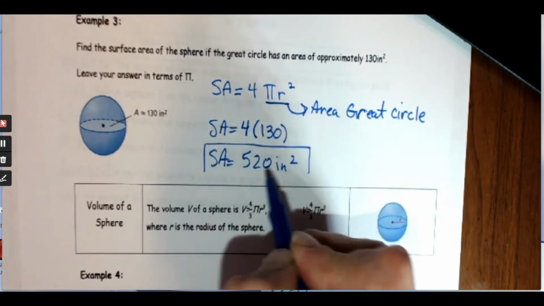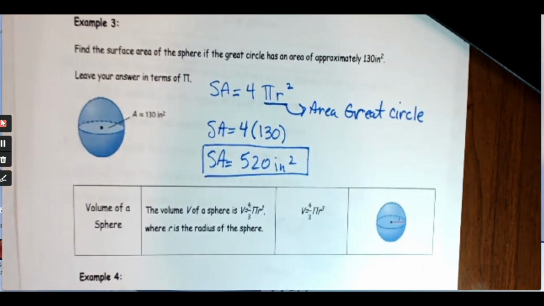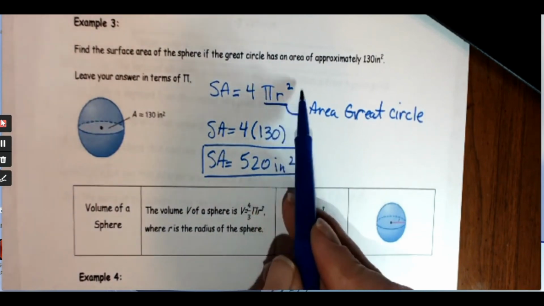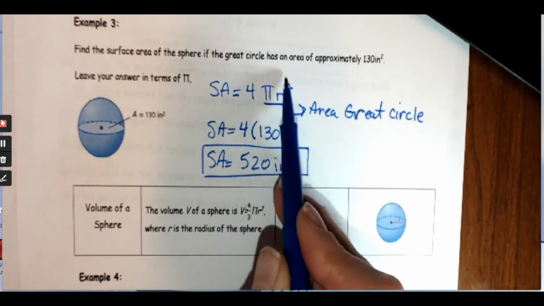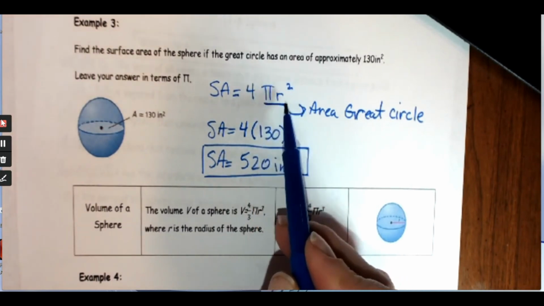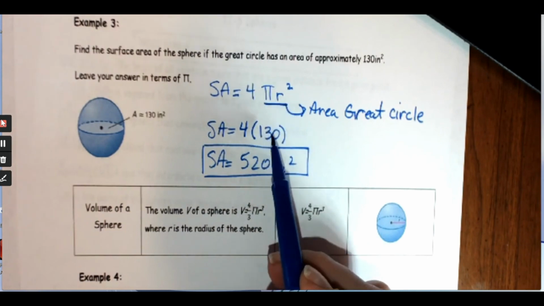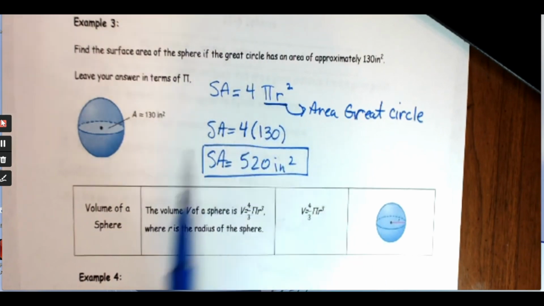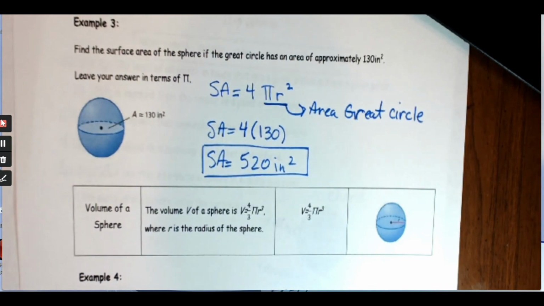So even though this seems like a little bit harder problem because we weren't just given the thing to plug in, this actually is easier. So whenever you're given the area of a great circle, know that the area of the great circle is that pi r squared part of our formula, and all we have to do is multiply that great circle area by the 4 for the surface area formula.